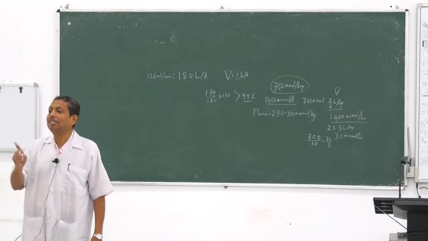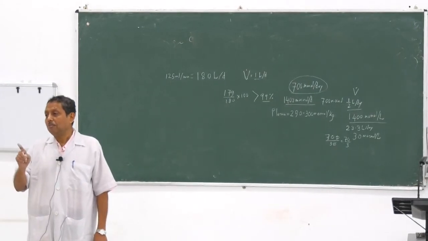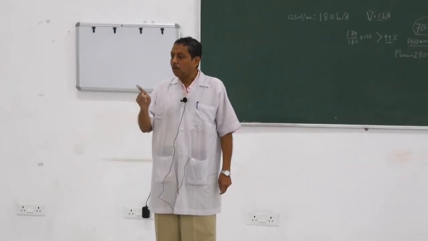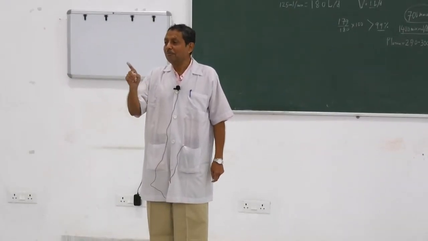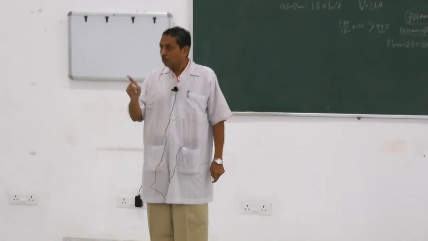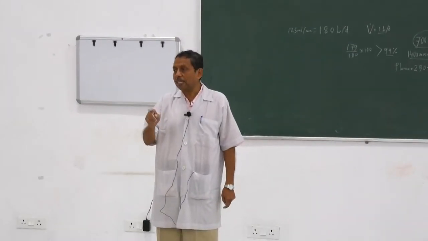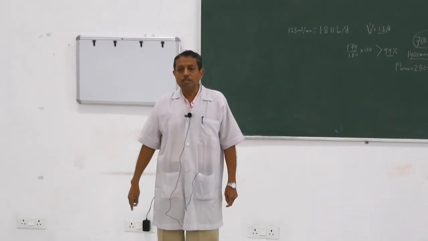Maximum diluting capacity is 30 milliosmol per liter, and you have to eliminate 700 milliosmol per day. So you have to divide 700 milliosmol by 30 to get this value, 23.3.